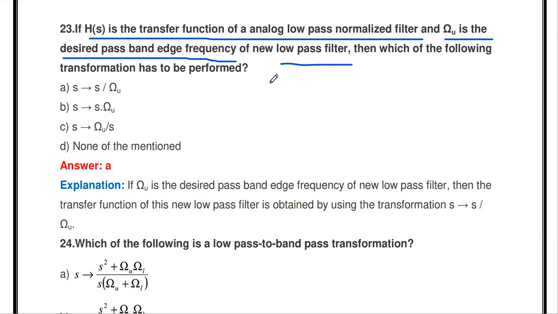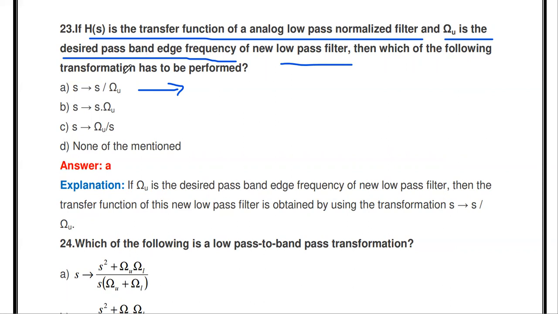is the desired pass band edge frequency of the new low pass filter, then which of the following transformations has to be performed? Just now I discussed: if we want to convert a normalized low pass filter into a low pass filter with a particular cutoff frequency, we replace S by S divided by that cutoff frequency. Normalized low pass to the desired low pass filter, you replace S by S divided by omega U, where omega is the pass band edge frequency or cutoff frequency. Normally we say this is the cutoff frequency.